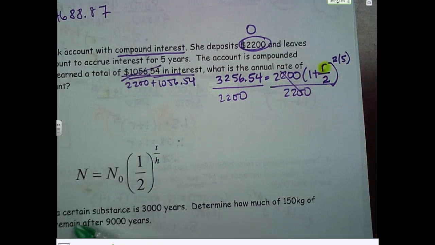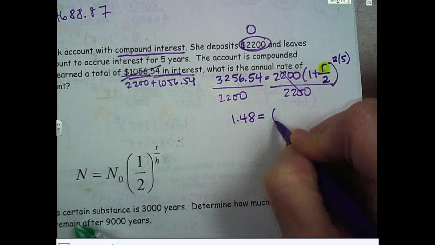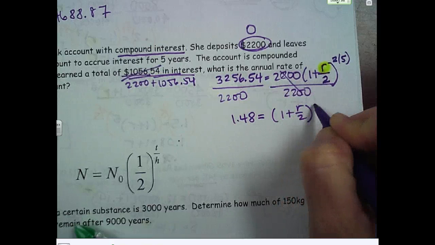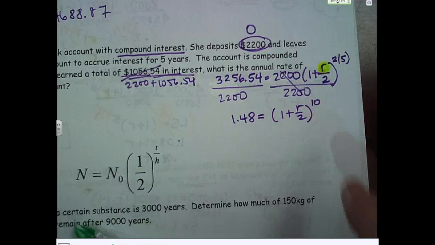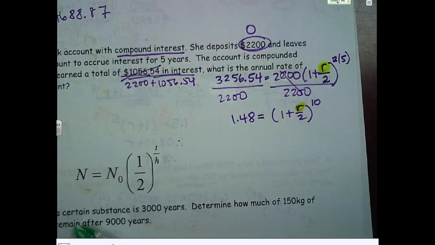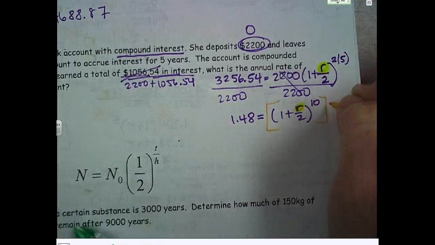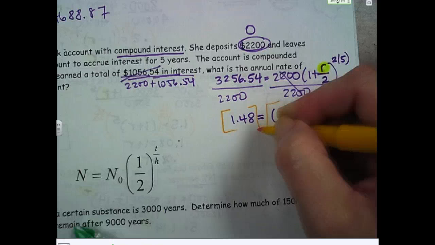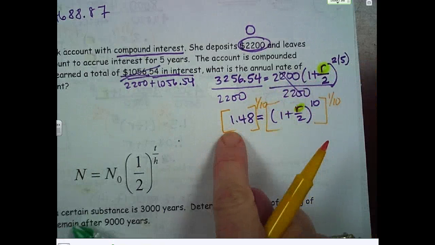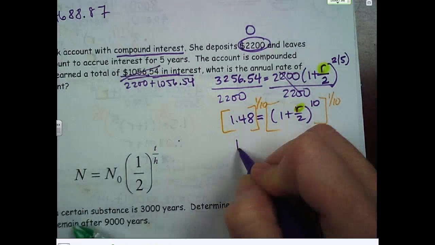Okay, so when you divided, you got 1.48 equals whatever's left here. I'm gonna go ahead and make the 2 times 5 a 10. So I'm still solving for R. What's next? Do I get rid of the 1 or the 10? The 10. Good, by raising it to the 1/10. So in your calculator, 1.48 raised to the 1/10 power. I got 1.04.